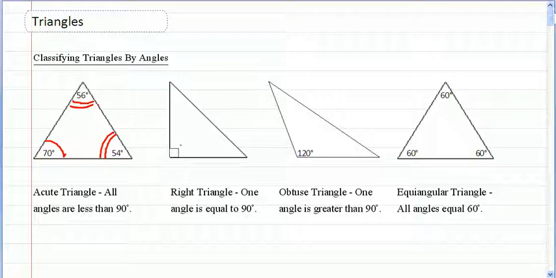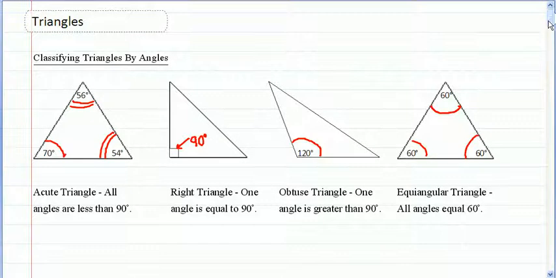When you have one angle that's equal to 90 degrees, then the triangle is right. And this box in the corner represents a 90-degree angle. When only one of the angles in a triangle is greater than 90, then it's an obtuse triangle. And when all of the angles are equal to 60 degrees, it's called equiangular. And an equiangular triangle is sometimes just represented with single arcs to show that all of the angles are the same.